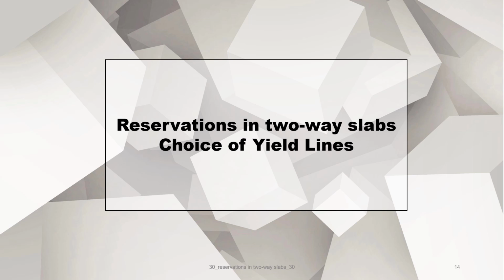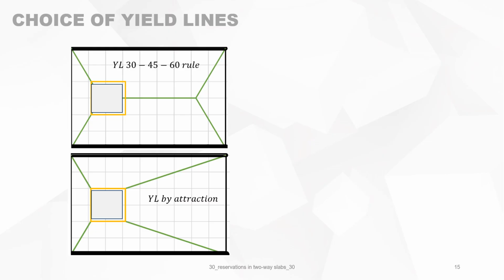Now we've seen two different methods. We have the 30, 45, 60-degree rule, and we also have attracting yield lines. Which one should you use? We can now demonstrate it by an example. You have an identical situation, an identical slab with a reservation in it with the same size on the same spot. In the first example, we use the 30, 45, 60 rule to set up the yield lines.